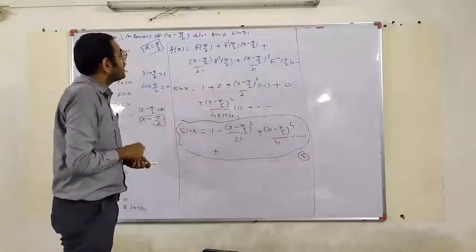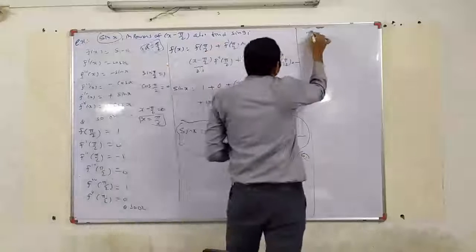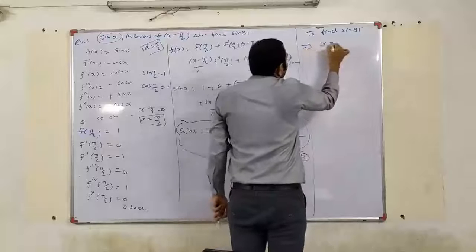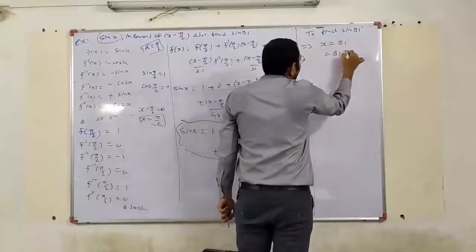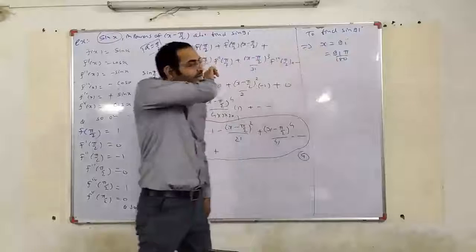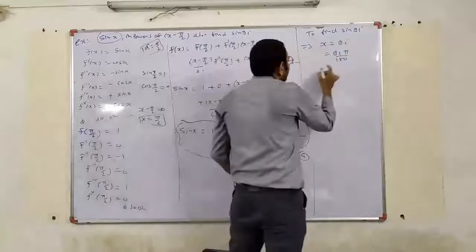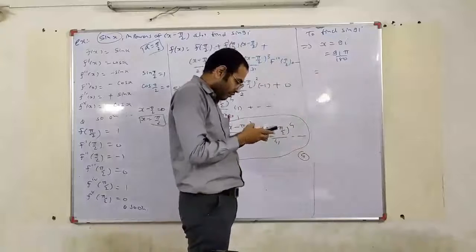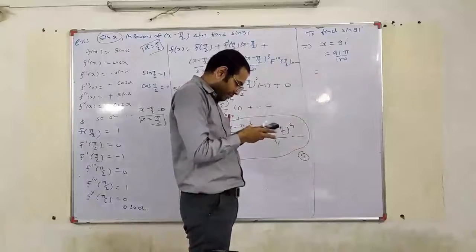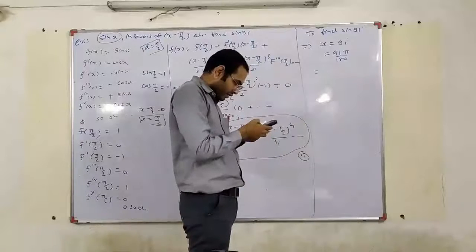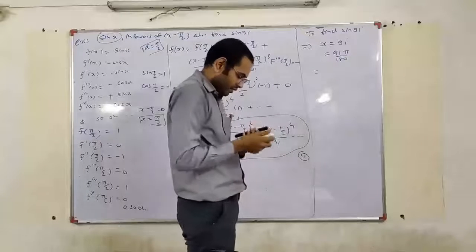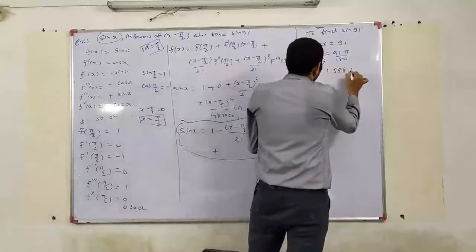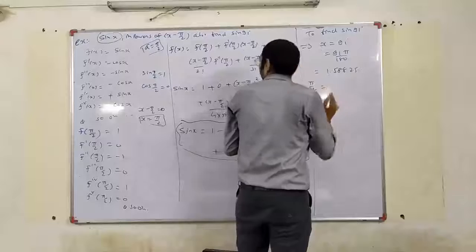Now we have to find sin 91. To find sin 91 degree, convert 91 into radian form, then multiply with pi by 180. In the scientific calculator, 91 into pi divided by 180, then we get 1.58825.